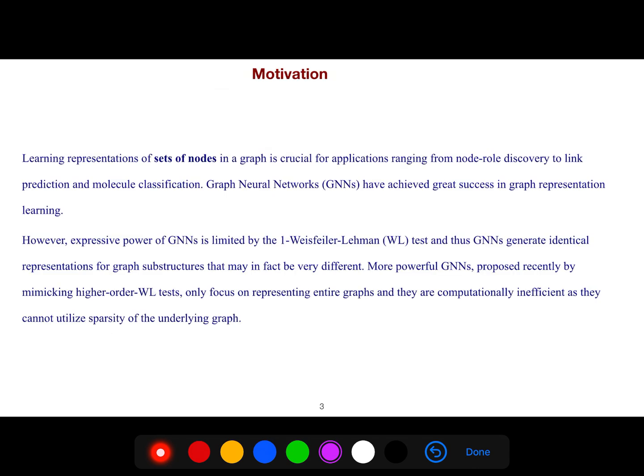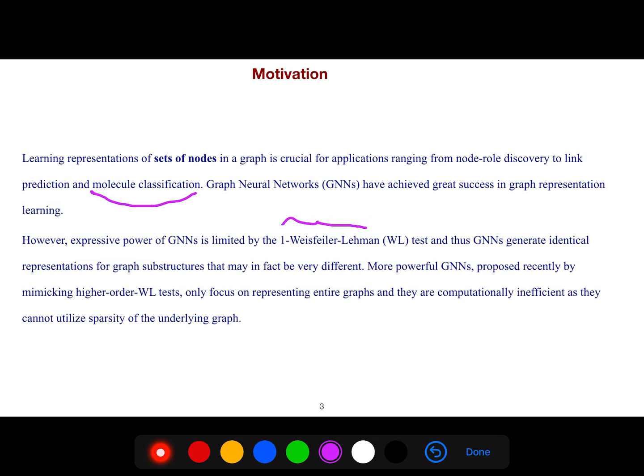Learning representations of sets of nodes in a graph is crucial for applications ranging from node role discovery to link prediction and molecule classification. For example, classification of enzymes, peptides, and proteins, which are available in PyTorch Geometric and you can use them. Graph neural networks have achieved great success in graph representation learning. However, the expressive power of GNNs is limited to the one-WL test, and thus GNNs generate identical representations for graph substructures that may in fact be very different.